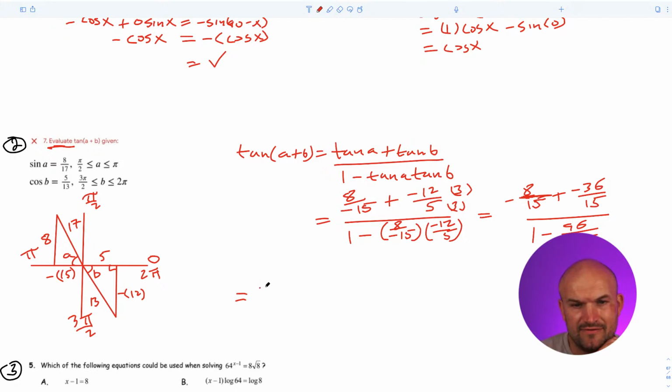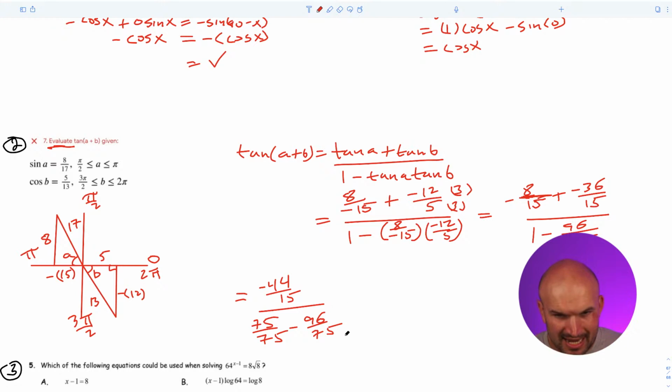and therefore that's a negative 44, and if I'm making a mistake, please let me know. So that's going to be negative 44, and then I'm going to do a 75 over 75 minus a 96 over 75. All right, and that's going to be, let's see, a negative 21 over 75.